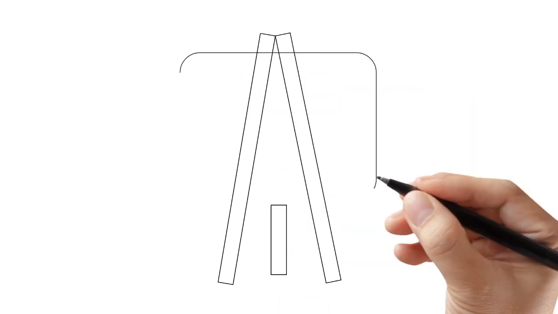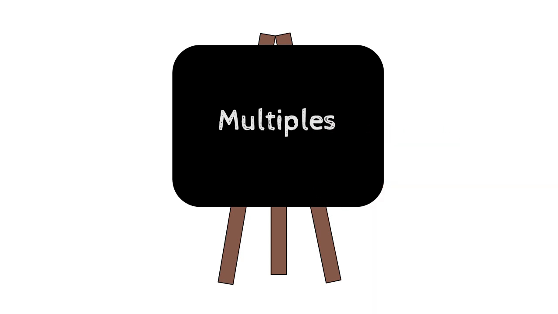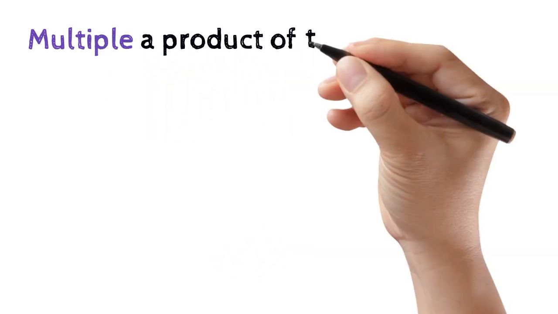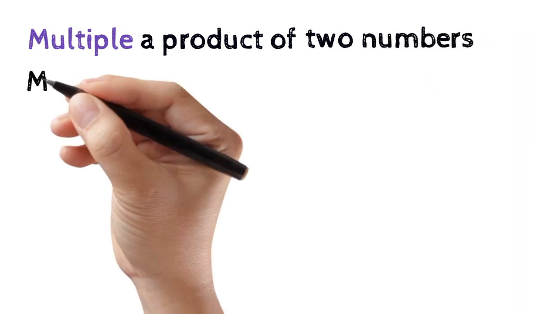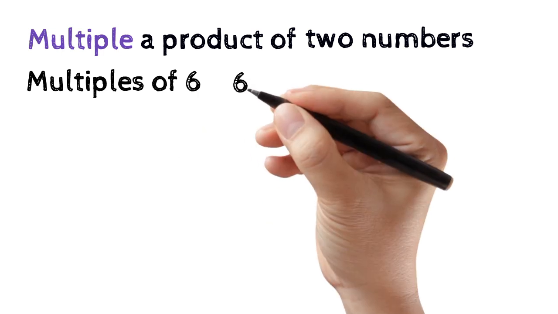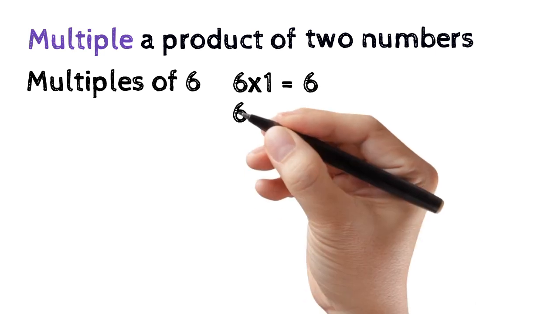So let us see another part which is known as multiples. So what are multiples? Now, a multiple is a product of two numbers. So for example, multiples of 6 are obtained by taking 6 times 1 is equal to 6, the first multiple.